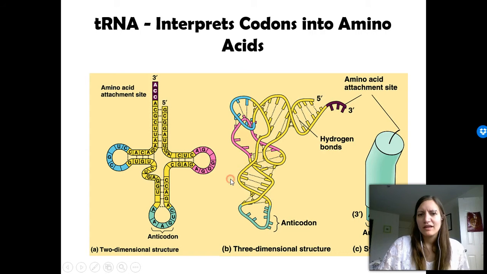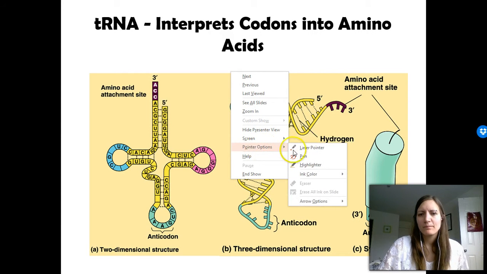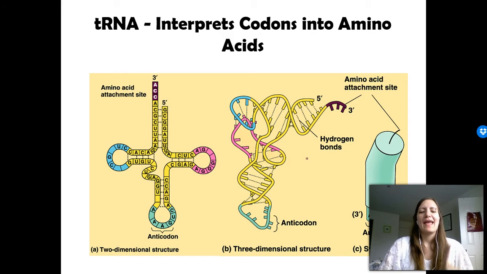So if it's AAG, let me bring up my pointer. I have a question for you. If it's AAG, what mRNA codon will it bind to? Hopefully your answer is that adenine is going to bind with uracil, adenine is going to bind with uracil, and guanine is going to bind with cytosine. So this particular tRNA molecule is going to attach to an mRNA codon that reads UUC. And then whatever amino acid is hanging out here will go along with it.